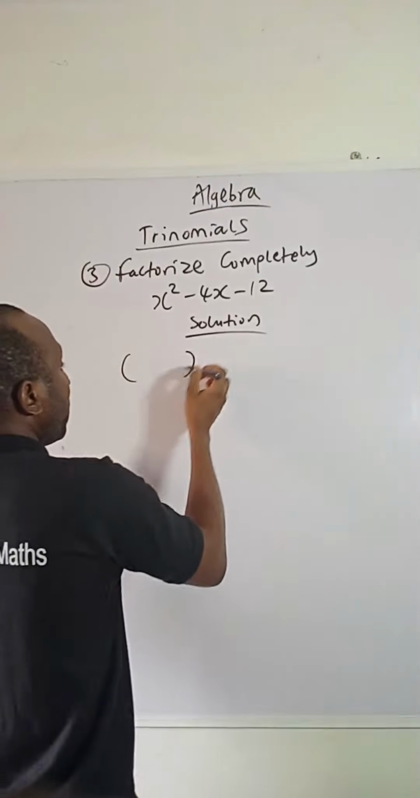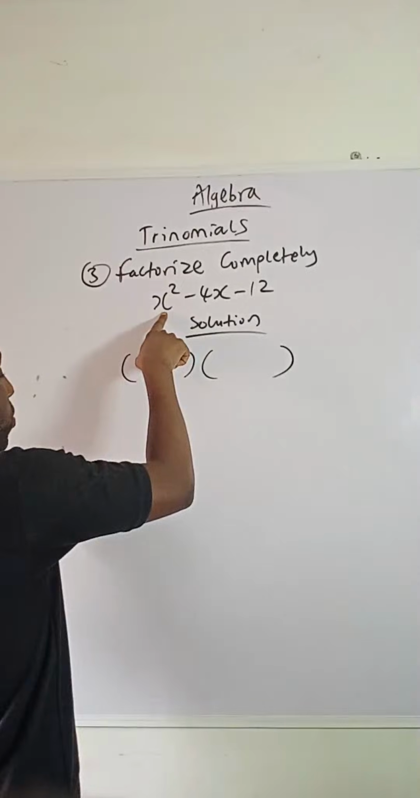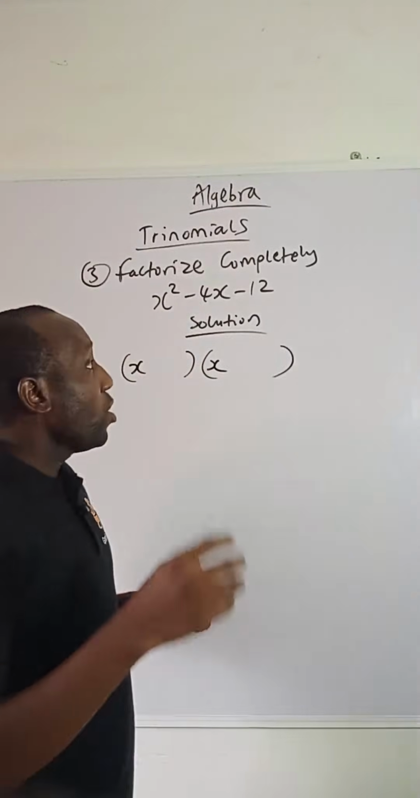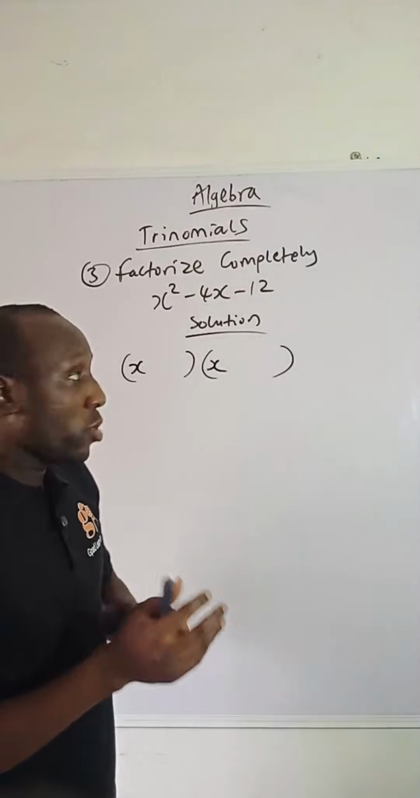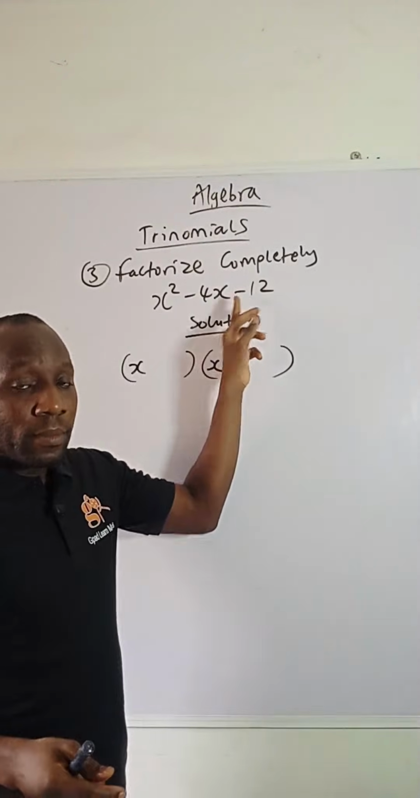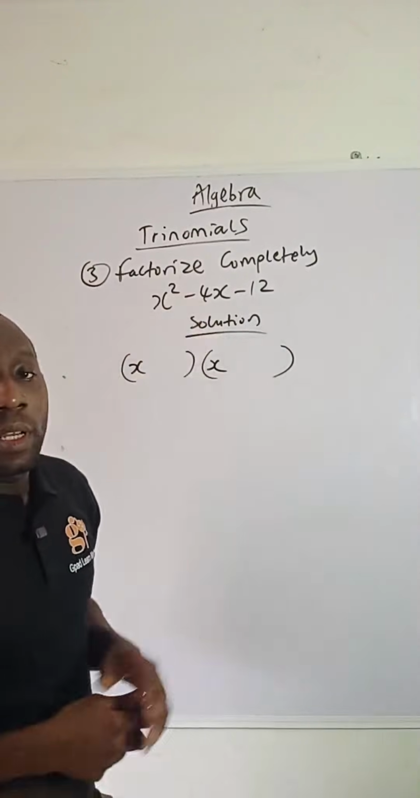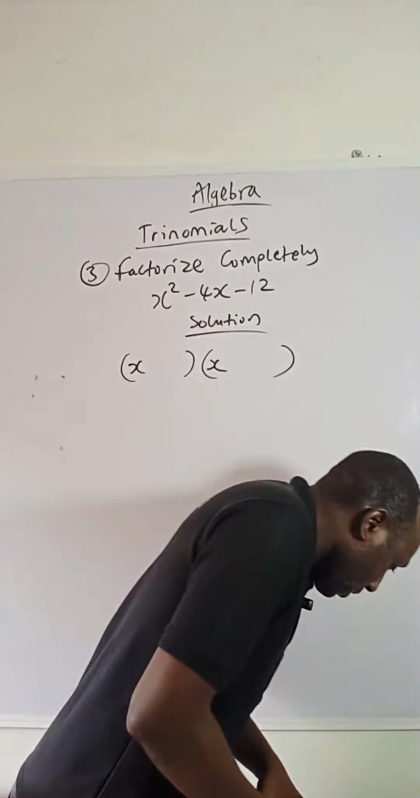So open 2 brackets first of all. This is x squared. Write x here, write x here. You think of 2 factors. When you multiply these 2 factors, you get minus 12. When you add these 2 factors, you get minus 4. So what are they going to be?